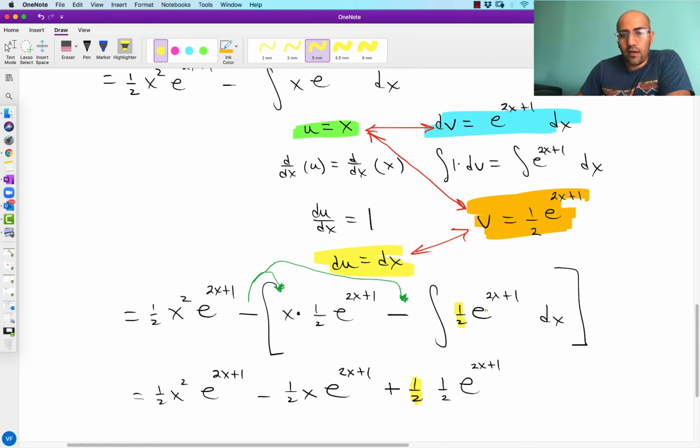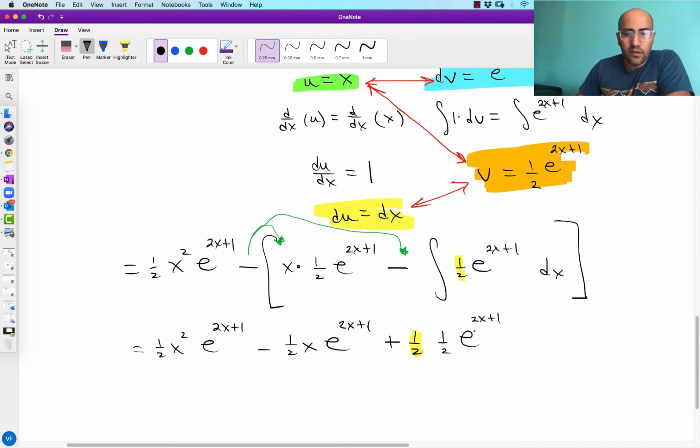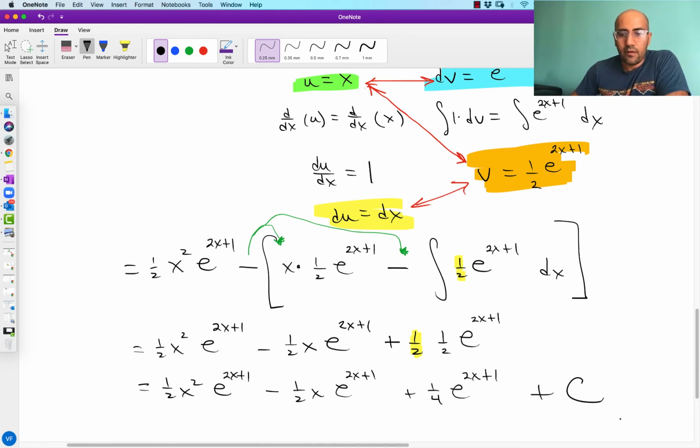And now the integral of e to the 2x plus 1 is going to have another term of 1/2, right? The derivative of just this part right in here is going to be equal to this. And so we're basically done. So let me zoom out a little bit more. This is going to be equal to 1/2 x squared e to the 2x plus 1 minus 1/2 x e to the 2x plus 1 plus 1/4 e to the 2x plus 1. And of course, we always have a plus a constant. Good, so let me zoom out.